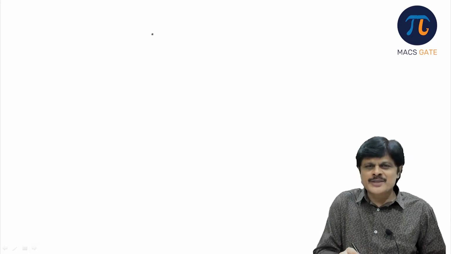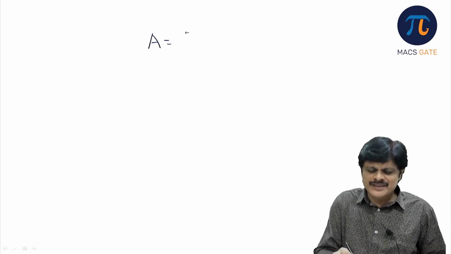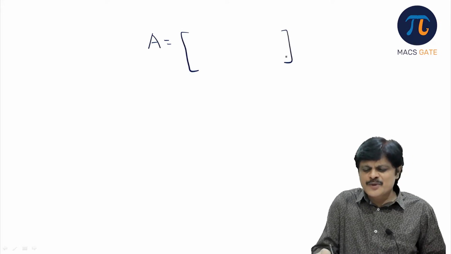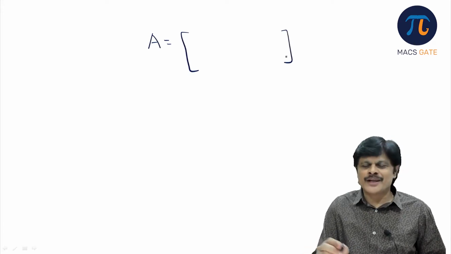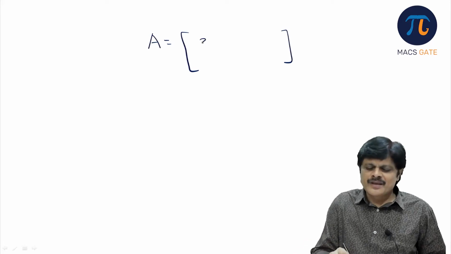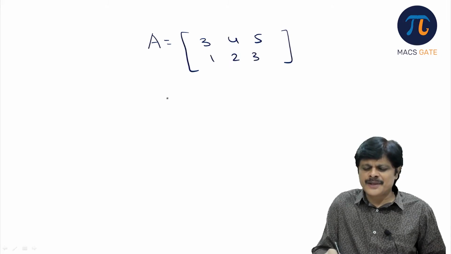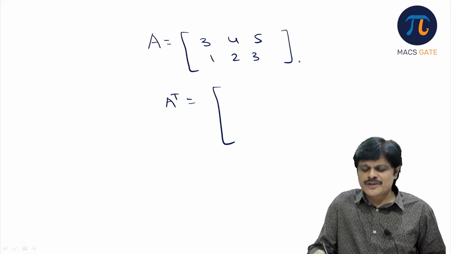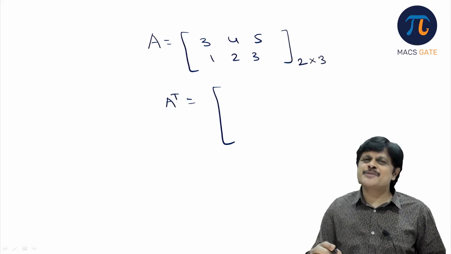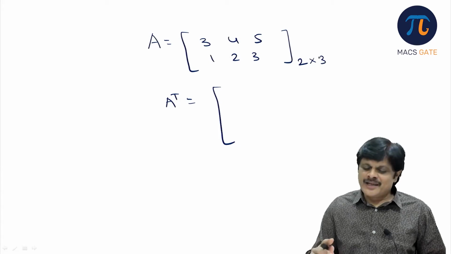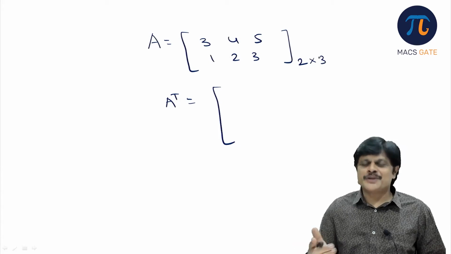If you already know transpose, very good. Otherwise, quickly recap that. See, the transpose is also defined for non-square matrices. Not necessary for square, it is also defined for non-square matrices. Suppose you are having a matrix, say 3, 4, 5, 1, 2, 3. What is the transpose of the matrix? The transpose, see what is the order of A? 2 by 3. The transpose is obtained by converting rows into columns and columns into rows.